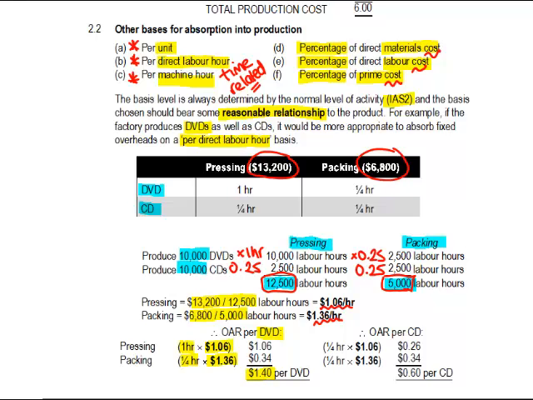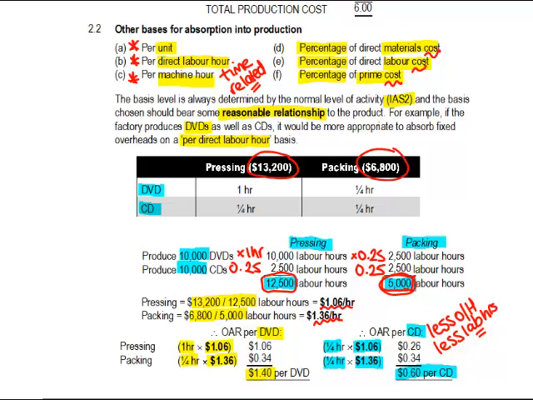Now, in contrast to that, remember, the CDs used less labour hours, so only 5,000, so less than half. So when we're absorbing the overhead into the products, here we've got a quarter of an hour at $1.06, a quarter of an hour at $1.36. So we end up with only $0.60 per CD. So what we end up with is less overheads assigned to the CDs because there were less labour hours. So if labour hours are the thing that's actually causing the overhead, then that's a fair reflection of the actual cost they should have.